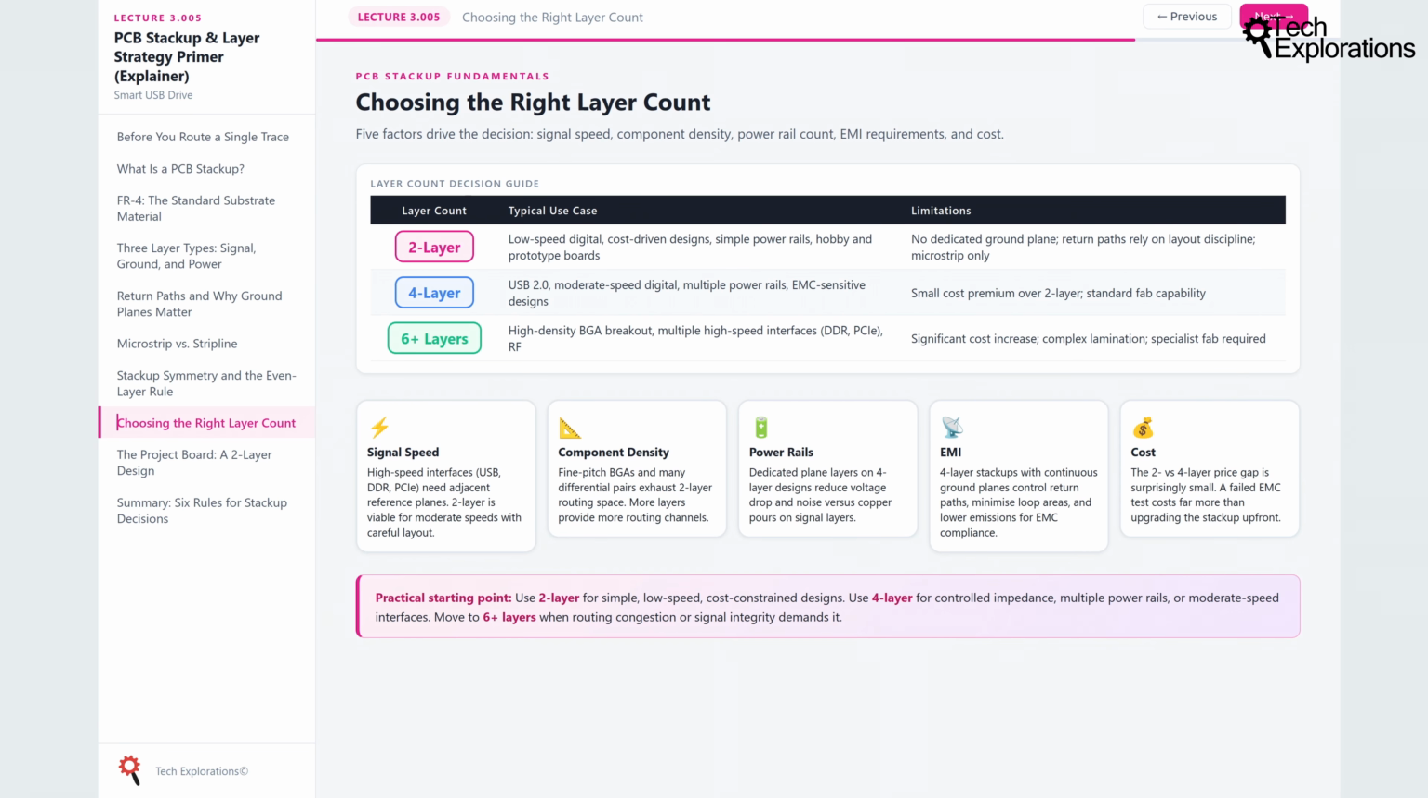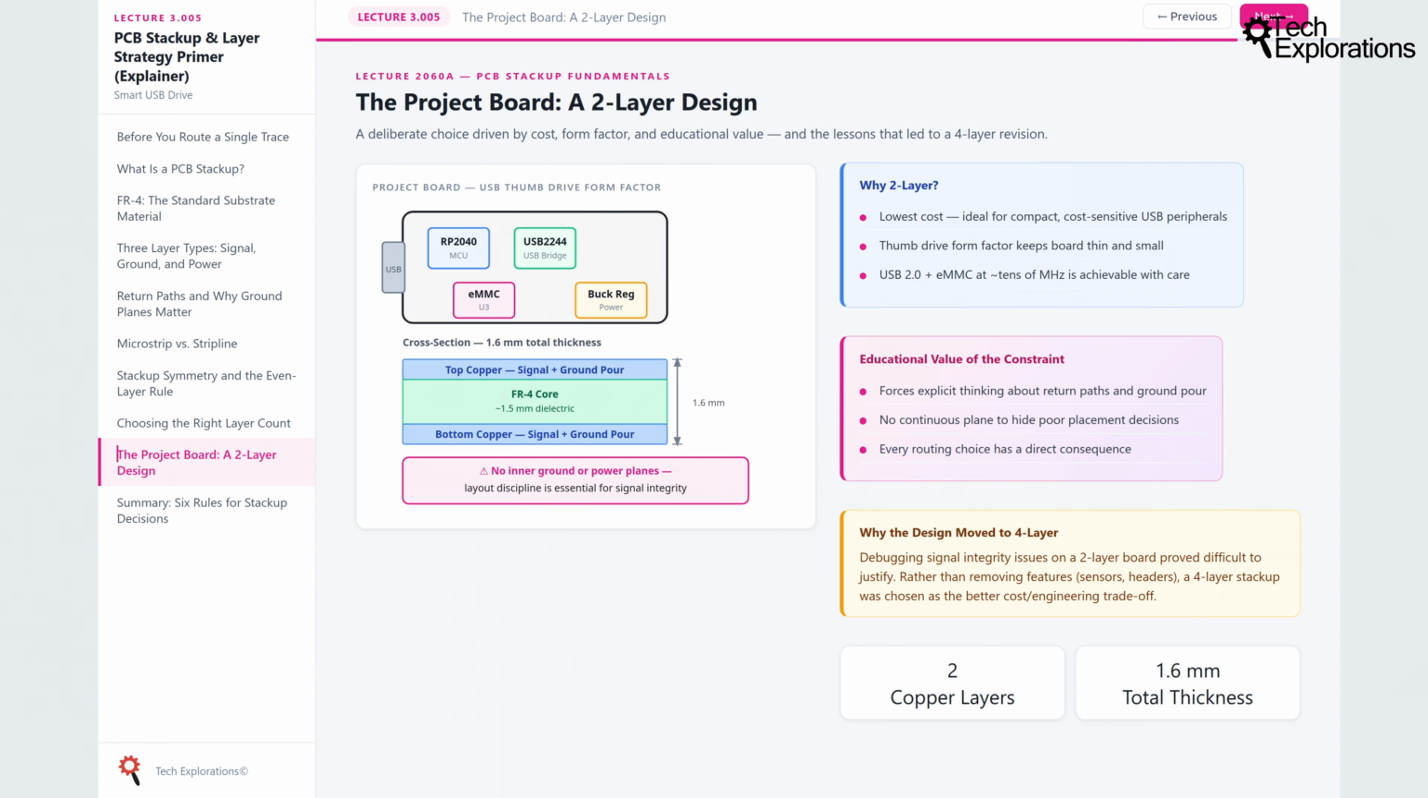In the project board in this course, I initially opted to use a 2-layer stackup. That decision was deliberate, and it's worth explaining why. The primary driver there was cost and the form factor. A thumb drive is a compact product. Adding layers adds thickness and cost. For a board that operates at USB 2.0 speeds and eMMC at tens of megahertz, 2-layer is achievable provided the layout is done carefully. There's also educational value in the constraint.